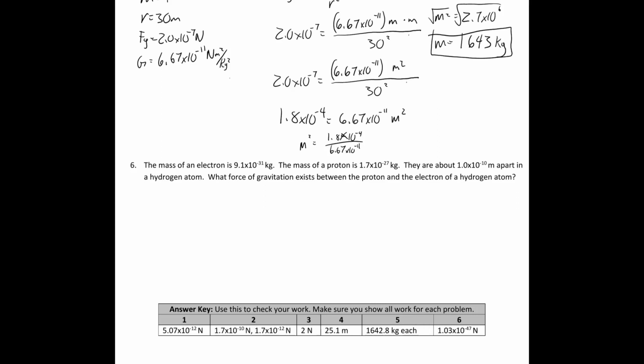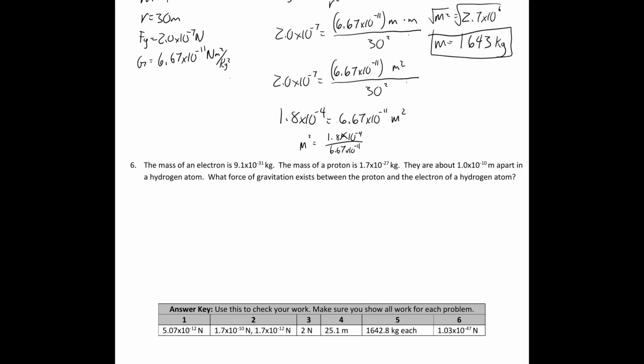Beautiful. The mass of an electron is 9.1 times 10 to the negative 31 kilograms. The mass of the proton is 1.7 times 10 to the negative 27 kilograms. They are about 1 times 10 to the negative 10 meters apart in a hydrogen atom. What force of gravity exists between the proton and the electron of a hydrogen atom?